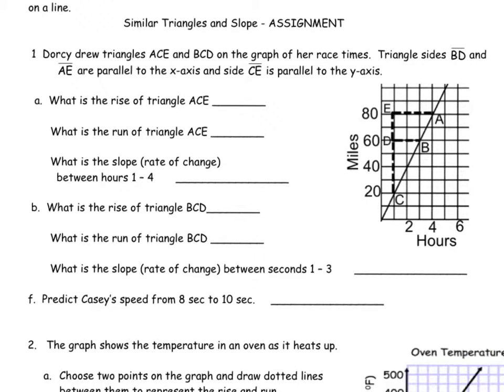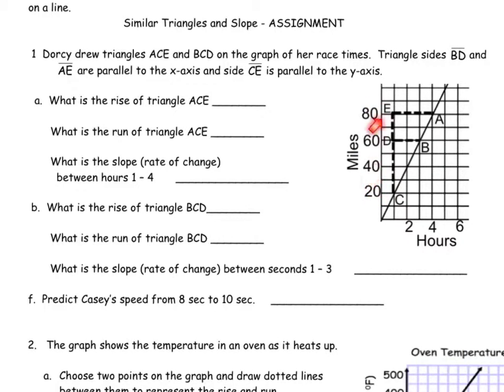Alright, here are the answers for the similar triangles and slope assignment. The first question, what is the rise of triangle ACE? So here's ACE. Remember, we're finding the rise to help us find that rate of change. The rise here starts at 20 and goes up to 80.